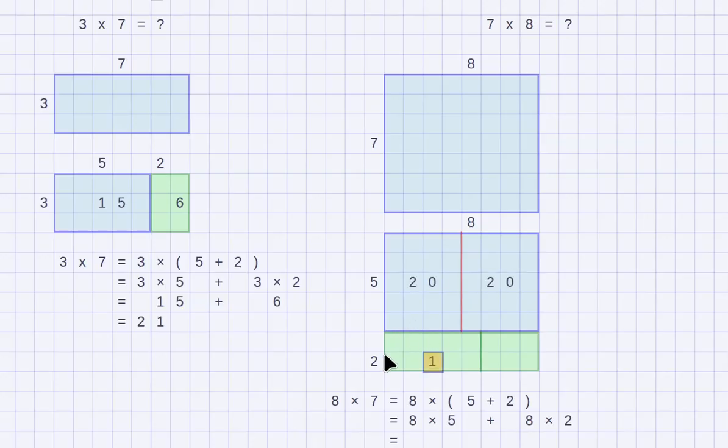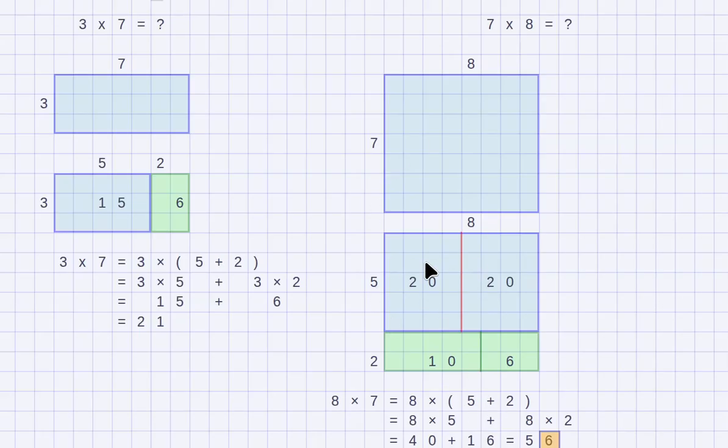And likewise for the bottom, if we don't remember that 2 times 8 is 16, we can go, okay, well that's 2 times 5 and then another 3 times 2. There's 2 sub boxes in the green area. So we've got a 10 and a 6. So the top part is 20 plus 20, which is 40. And the bottom part is 10 plus 6, which is 16. And 40 plus 16 is 56. So 7 times 8 is 56.